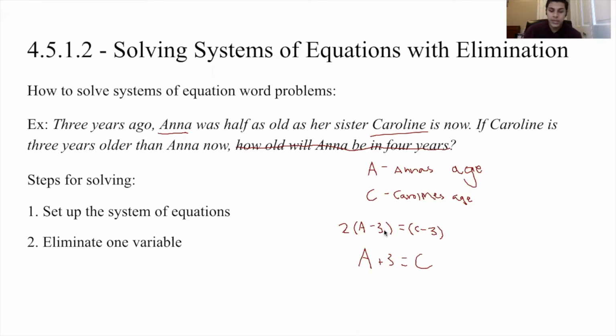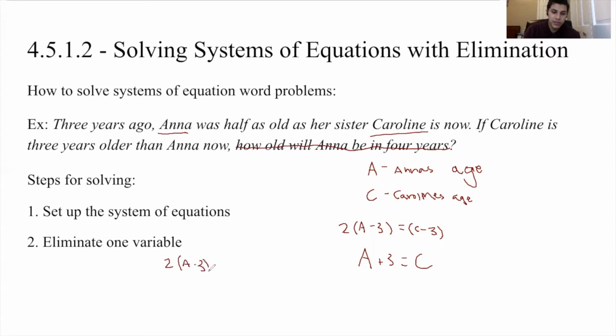All right, so what we need to do is make it so there are the same number of each variable, or of at least one variable, in both equations. So here's what I mean by that. The first thing we want to do is always simplify whatever equations we have. Like this is just basic algebra.